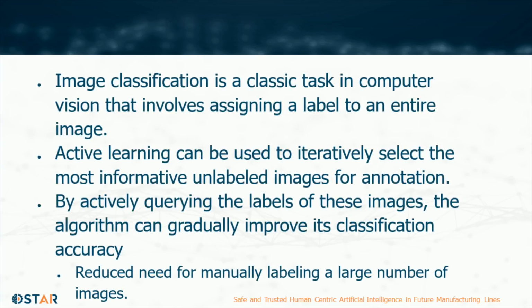Image classification. Image classification is a classic task in computer vision that involves assigning a label to an entire image. Active learning can be used to iteratively select the most informative images for labeling and annotation. By actively querying the labels of these images, the algorithm can gradually improve its classification accuracy, reducing the need for manually labeling a large number of images.